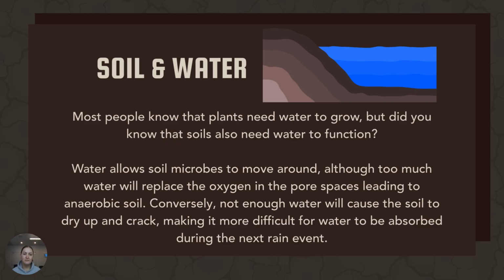So, soil and water. Everyone knows that you need water to grow plants, but soils also need water to function. Water allows microbes to move around, nutrients to move around, all of that good stuff. Too much water, though, is actually a bad thing. It will fill all of the pores and cracks with water, leaving no room for air and resulting in standing water and anaerobic soil. Anaerobic just means no oxygen. On the other hand, not enough water will cause the soil to dry up and crack, and this makes it more difficult for the water to be absorbed during the next moisture event.